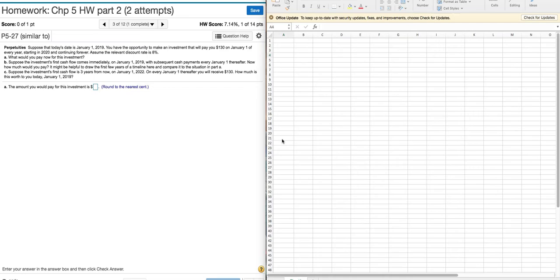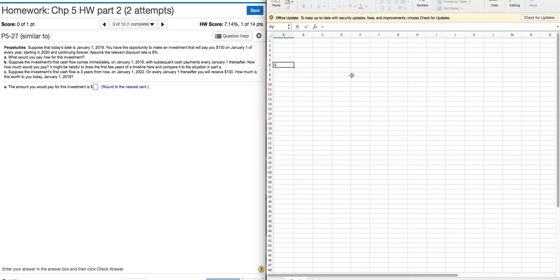Problem 5-27, and this one is about perpetuity. So what we have is, assuming today's date is January 1 of 19, and we have the opportunity to make an investment that's going to pay us $130 every year starting next year, and that's going to continue forever. So the whole forever language means that really this is what constitutes a perpetuity, and we have a discount rate of 8%.